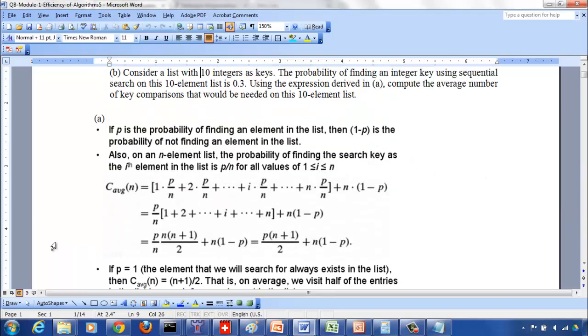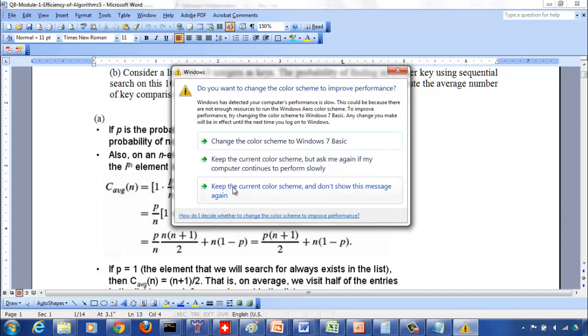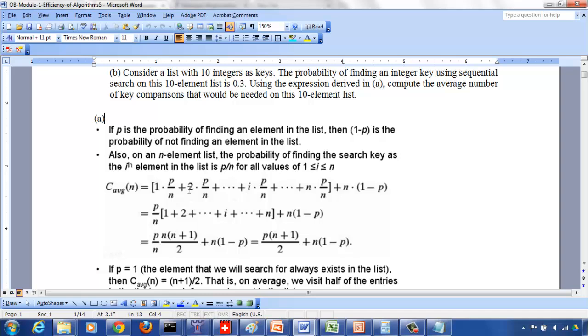So essentially, you are counting the number of comparisons. If the search key is the first element in the array, then you will be doing 1 times p over n. That's the average number of comparisons. If the search key is the second element in the array, then you'll be doing 2 comparisons, so 2 times p over n. So the element could be either the first element in the array, or the second element, or the third element, and so on, or it could be the last element in the array.